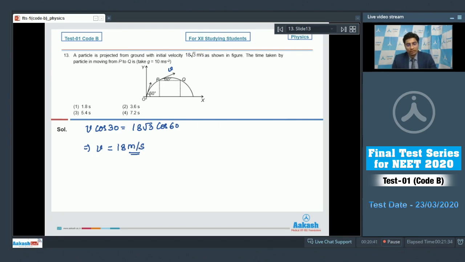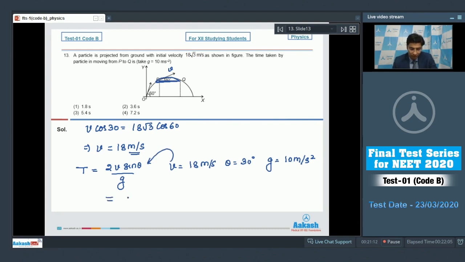Dear students, in this question, if you see clearly and very attentively, you can see that P to Q is itself a small projectile. And all we need to do is to find out the time period of this projectile. The time period of this projectile will be equal to 2v sin theta by g, where v is 18 meters per second, theta is equal to 30 degrees, and g, as given in the question, is 10 meters per second square. On substituting these values, we get a value of capital T to be equal to 1.8 seconds, meaning that for this question the correct answer is option number 1.